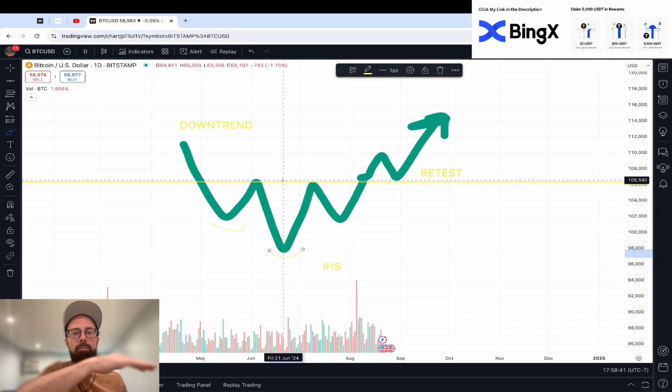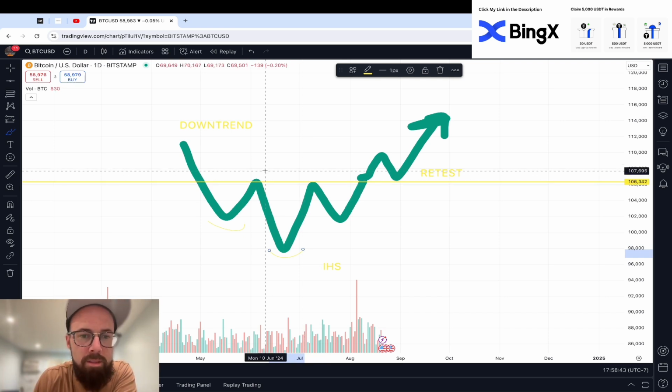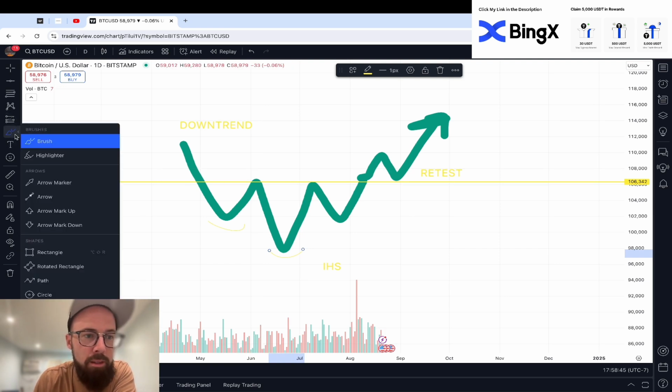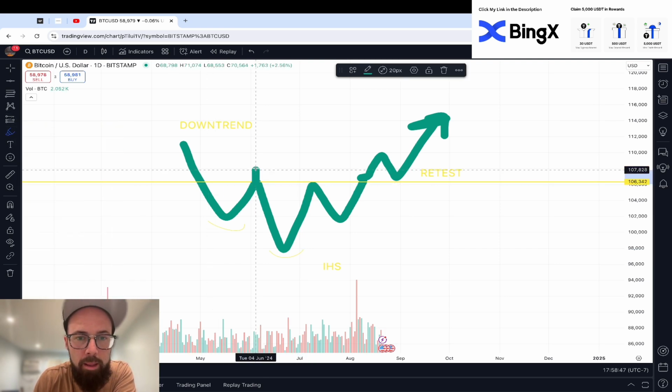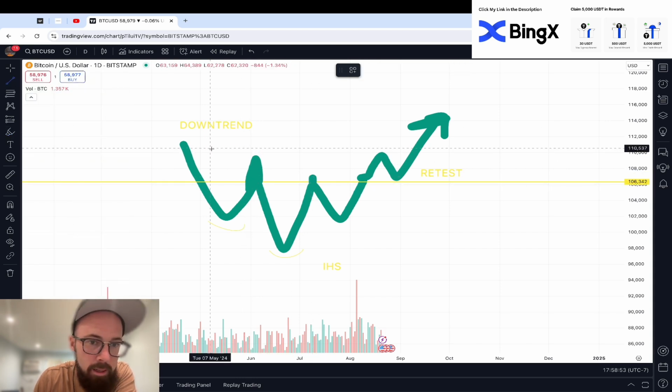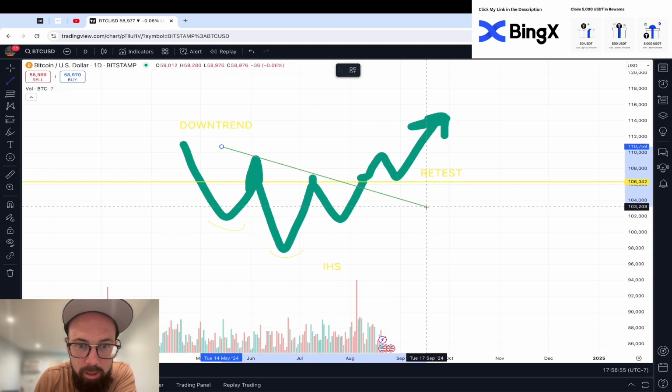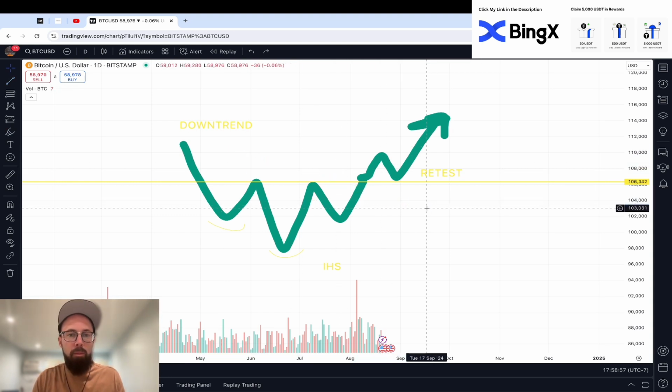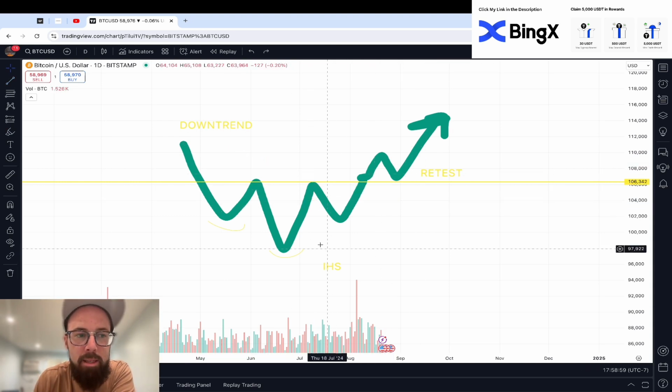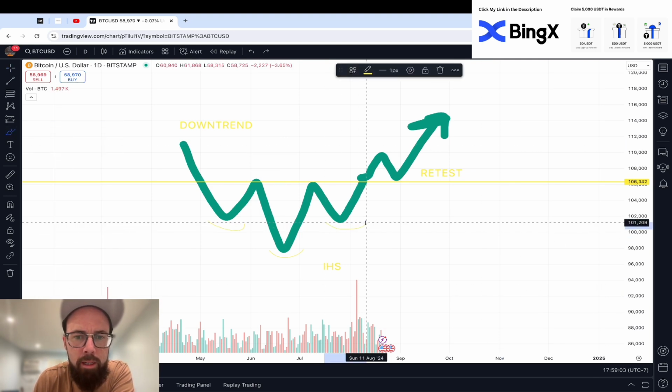Now, a lot of times they're perfectly straight across, but sometimes you will see an inverted head and shoulders where this is like way up here and this one is just down here. And so in that case, your neckline actually would be diagonal like that. But for the sake of simplicity, this is what we're going to draw, okay? And then you have right shoulder right here, and then it goes up to the neckline.